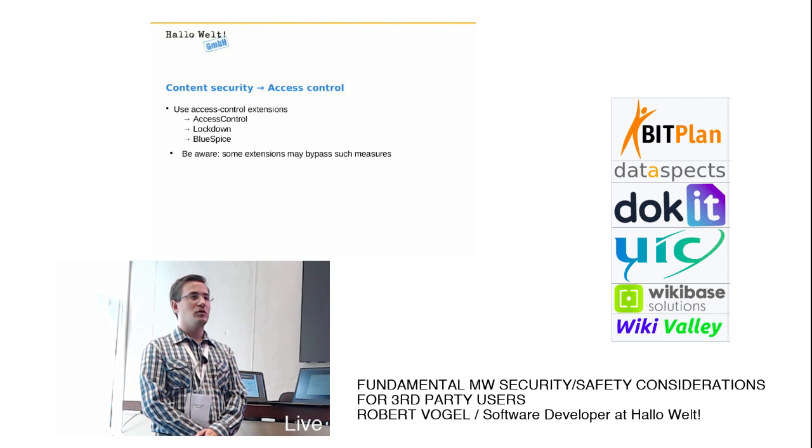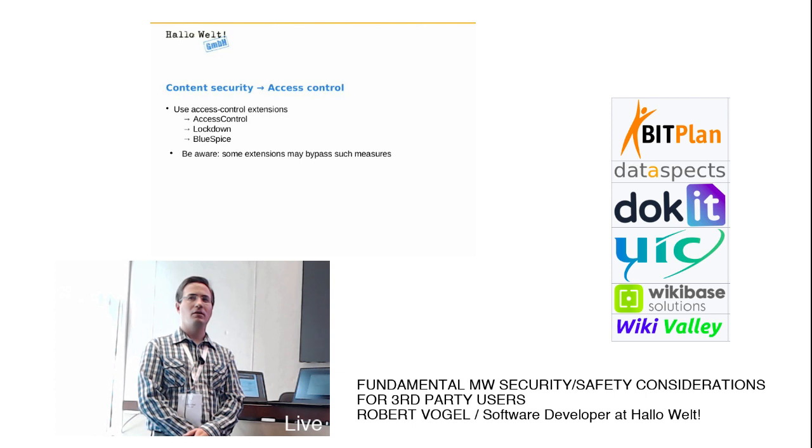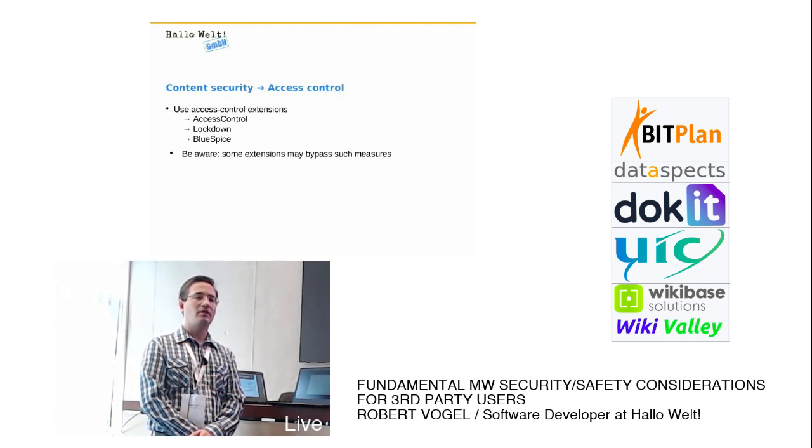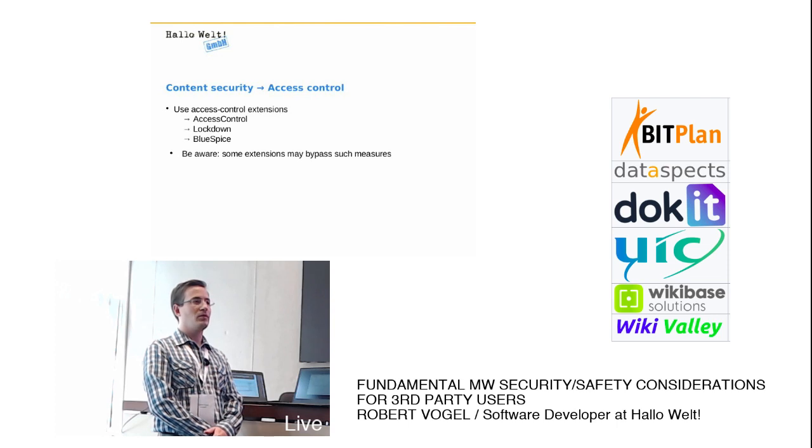Then there's the good old Lockdown extension, which has been used for many years by a lot of people. It had some troubles in the past year, but I think thanks to Mark these have been fixed, so it should work currently. And there's BlueSpice too. In the BlueSpice MediaWiki distribution, we also have an access control layer that allows you to prevent access based on the namespace, which is very similar to the functionality Lockdown provides.